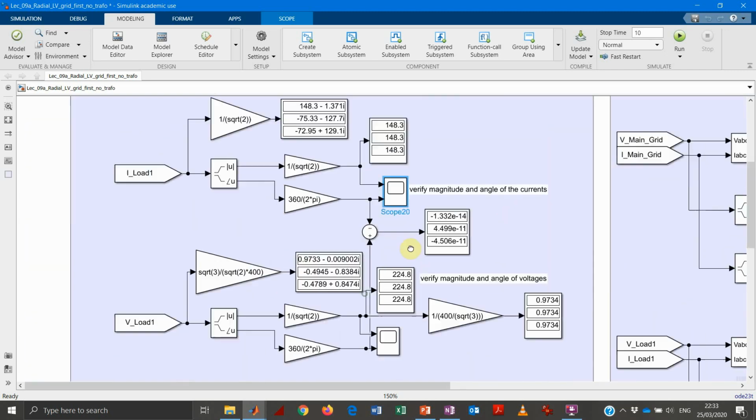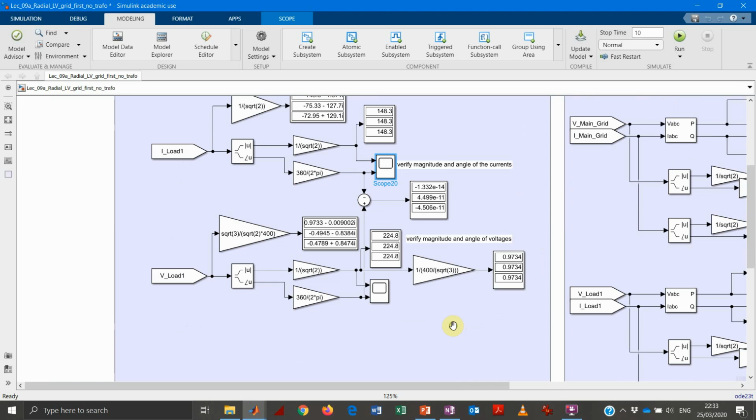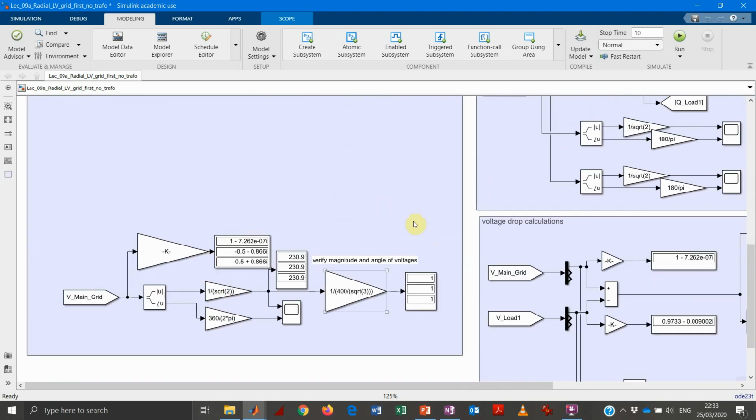I could actually just double check whether, since this is supposed to be a pure active power load, ideally there shouldn't be any difference between the phasor of the current and the voltage, so the angle difference should be equal to 0. And we see that for all three phases the angle is very, very small, so actually it's basically a 0. And that would be for voltage and currents on the loads. The same, of course, applies for the voltage at the main grid.